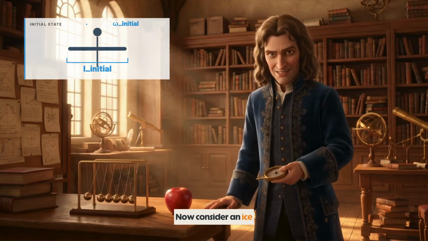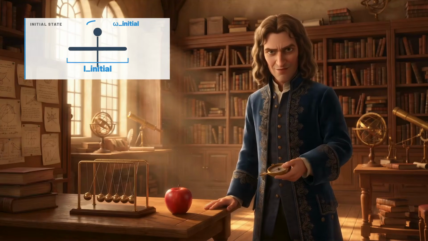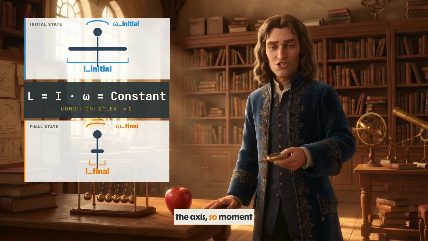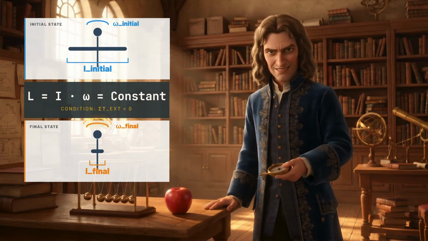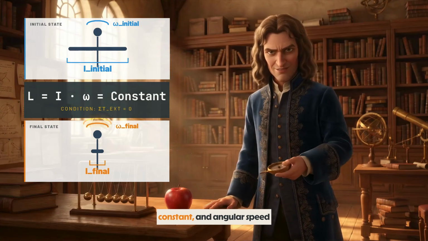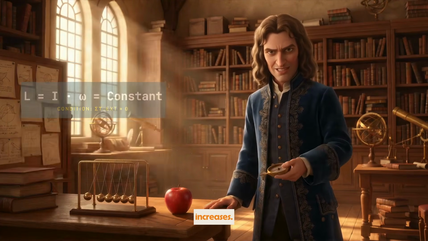Now consider an ice skater already spinning. When the skater pulls their arms inward, the mass moves closer to the axis, so moment of inertia decreases. If external torque is negligible, angular momentum stays constant, and angular speed increases.